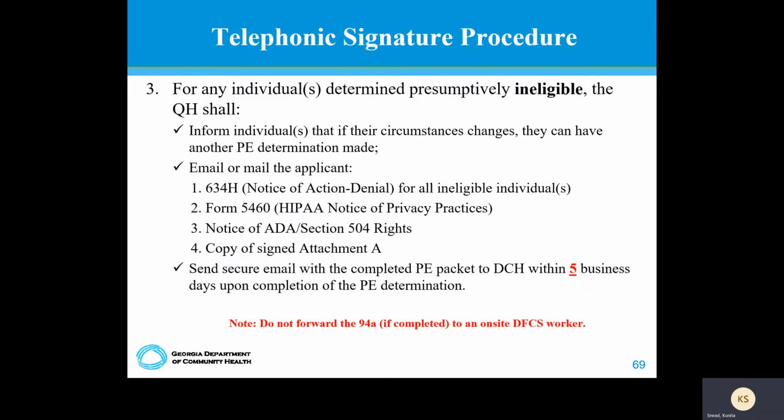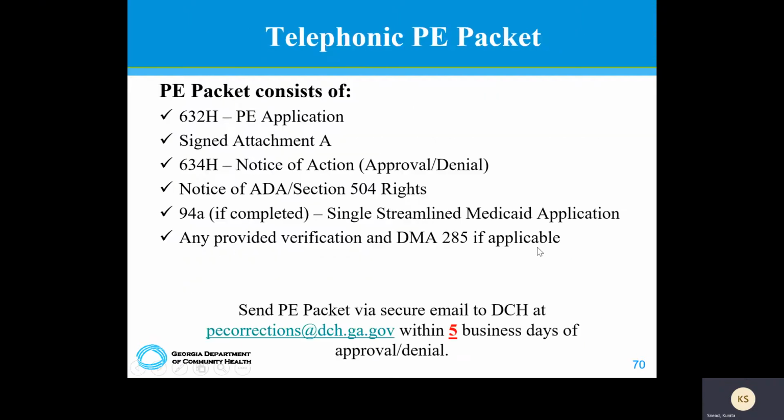Now, the attachment A will serve as their signature that they would normally sign on the 634H and then also on the 94A and on the DMA 285. So wherever they had to sign, that attachment A will serve as that signature.